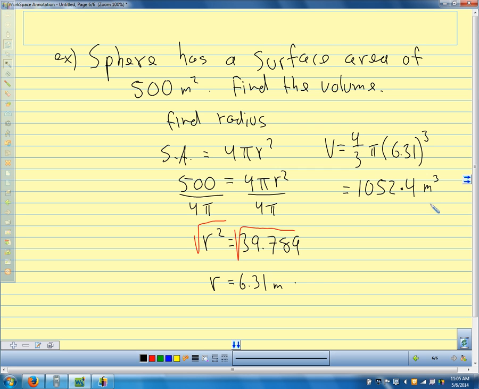So I can use the surface area formula to find the radius. I can use the volume formula to find the radius. And once I have the radius, then I can do whatever else I need to do with the radius. Questions there?